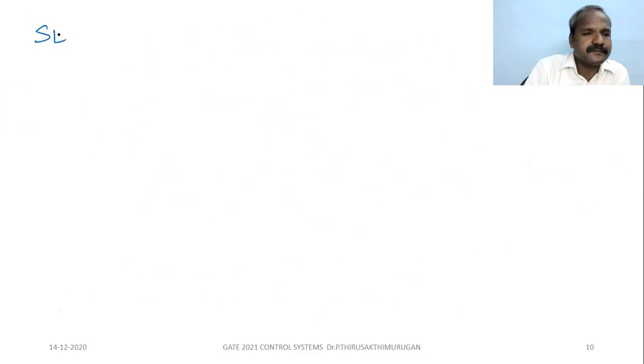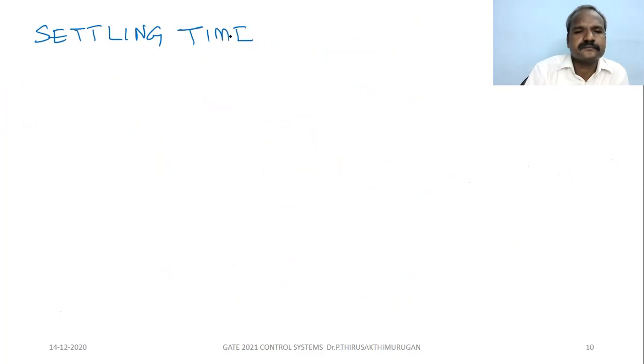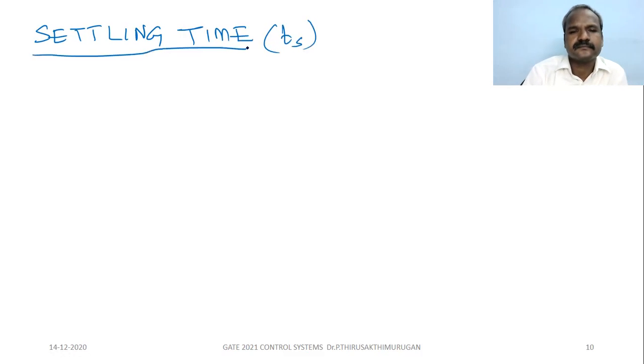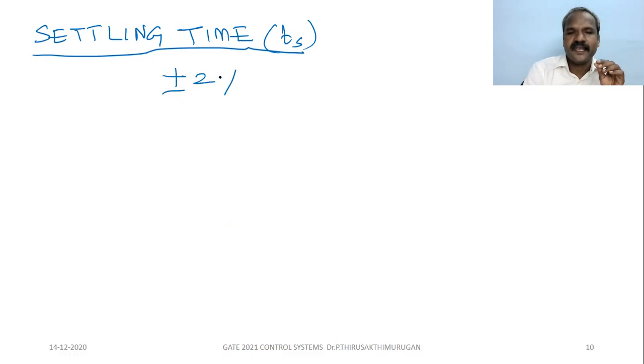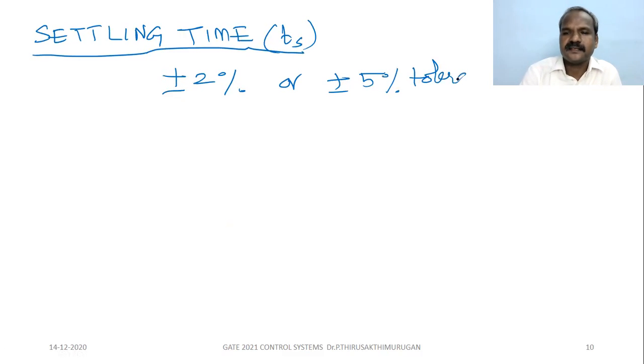Settling time, Ts. It is the time taken by the response to reach either plus or minus 2% or plus or minus 5% tolerances. Tolerance band.